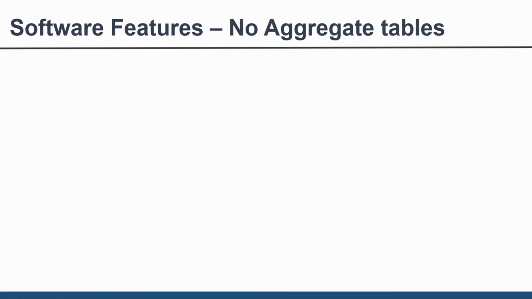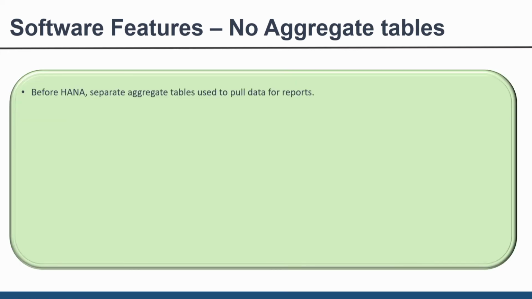The next software feature of HANA is that there are no aggregate tables in HANA. Before HANA, that means in ECC, there are multiple aggregate tables that are used. What is the purpose of aggregate tables? What is an aggregate table? Say for example, consider the finance module.